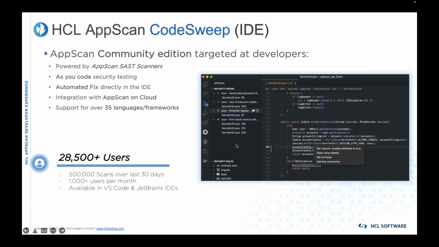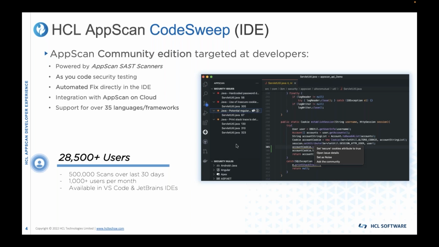HCL AppScan CodeSweep is, at the base, a community edition version of AppScan. It is targeted at developers, and it is meant to be free. It is powered by the same AppScan SaaS scanners that you can get with our commercial solution, but there are some differences in how you can use them. This is focused specifically on as-you-code security testing, which means we'll look at things in the file you're working on. We will run scans on save, but we will not go through the process of scanning entire projects, generating reports, or anything like that.